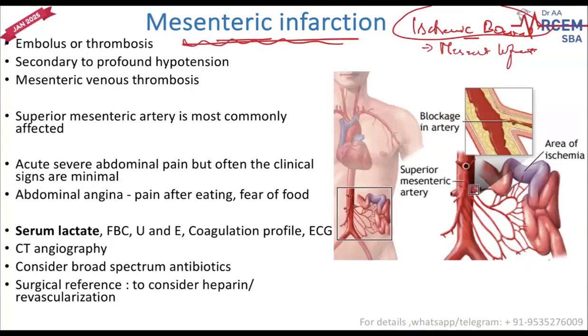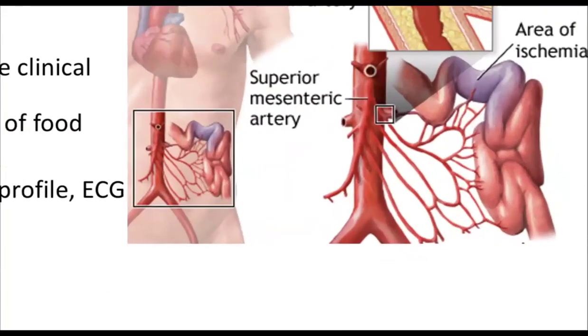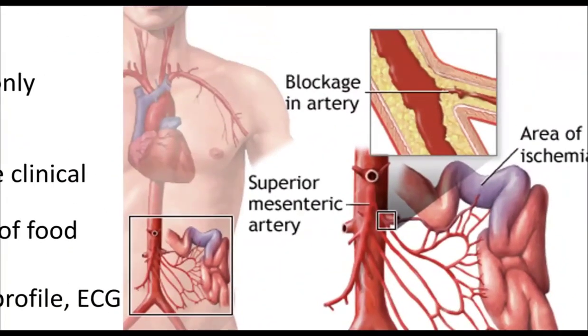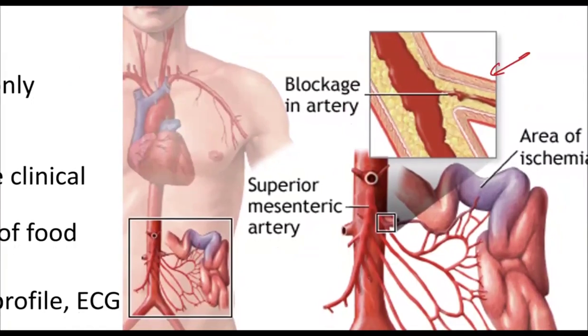What happens in mesenteric infarction? The causes are embolus or thrombus or profound hypotension or mesenteric venous thrombus. Basically, there is a thrombus. There is a clot which is present. Where is the clot present? Most of the time, the clot is present in the superior mesenteric artery. Why not in any other artery? Why most of the time is it in the superior mesenteric artery?